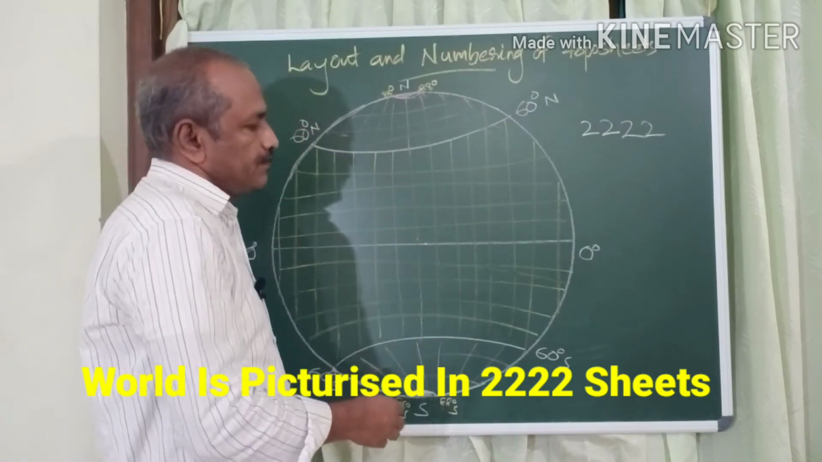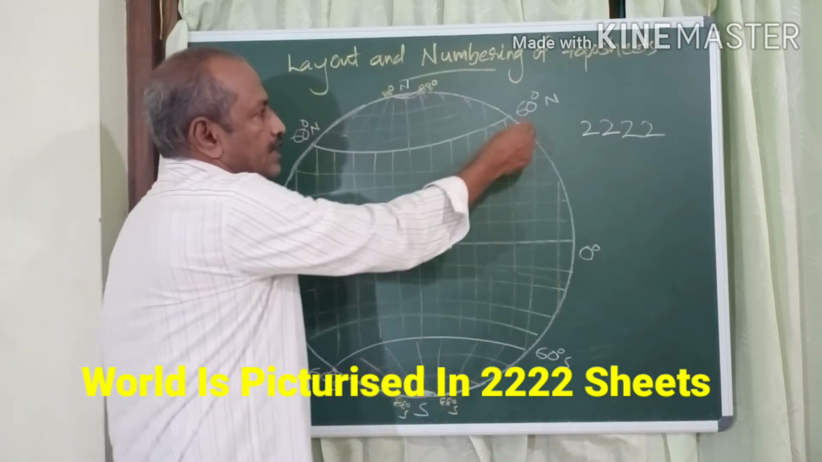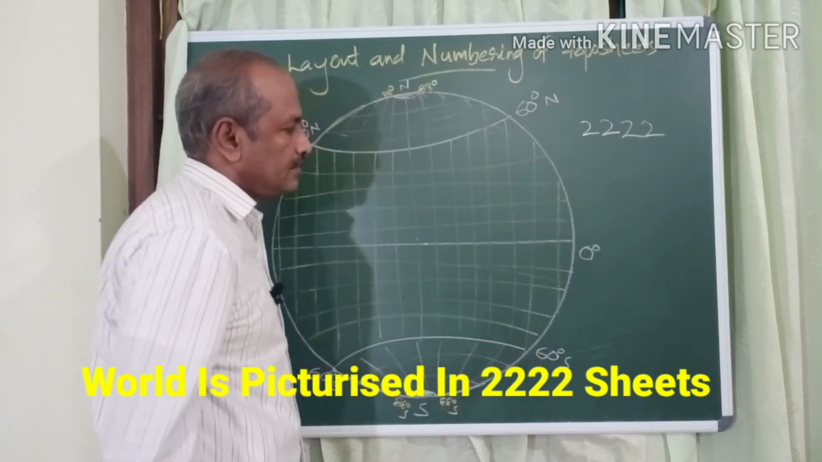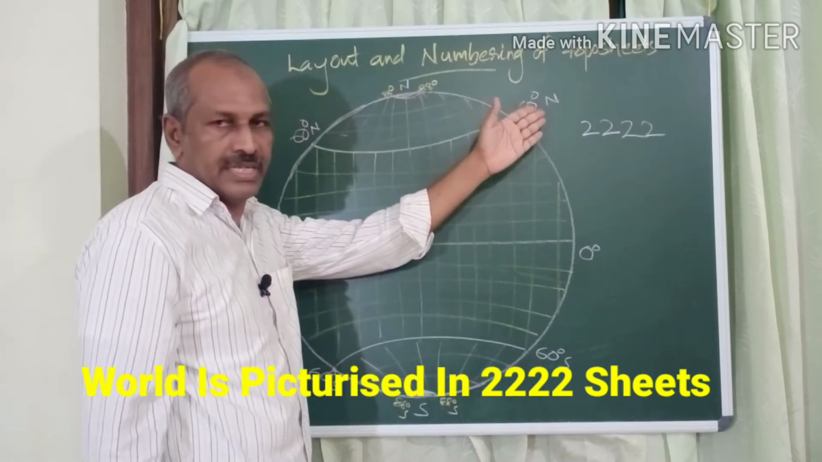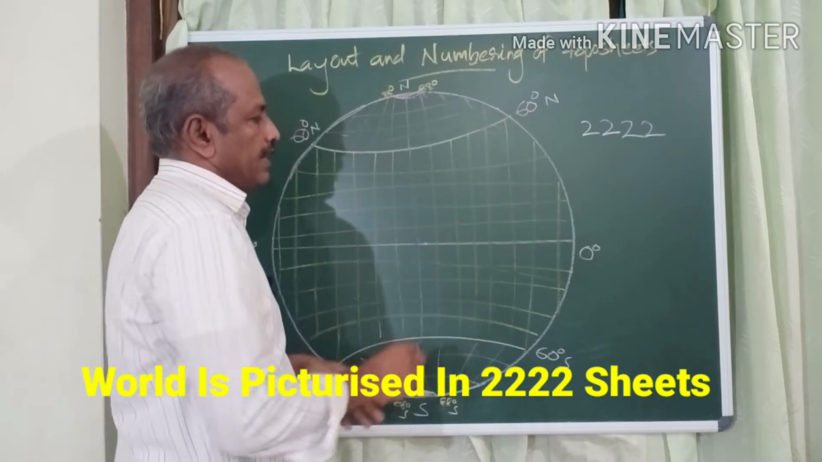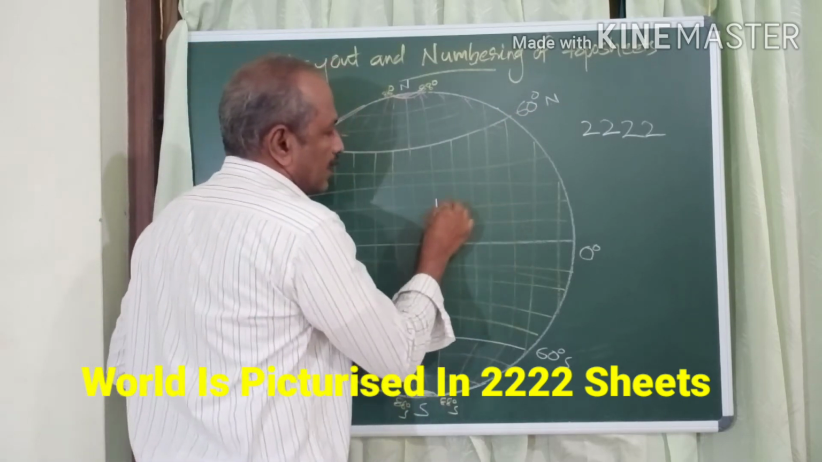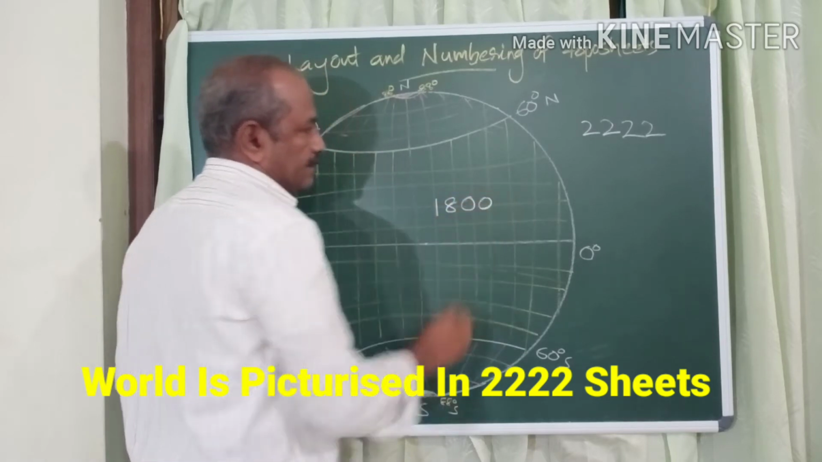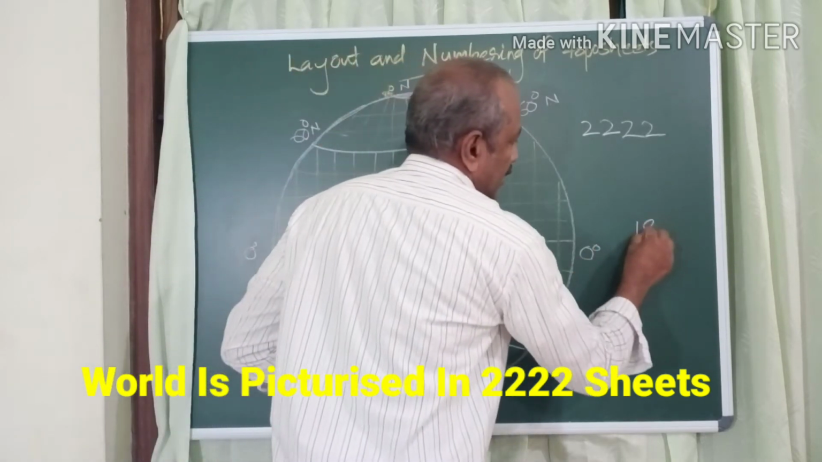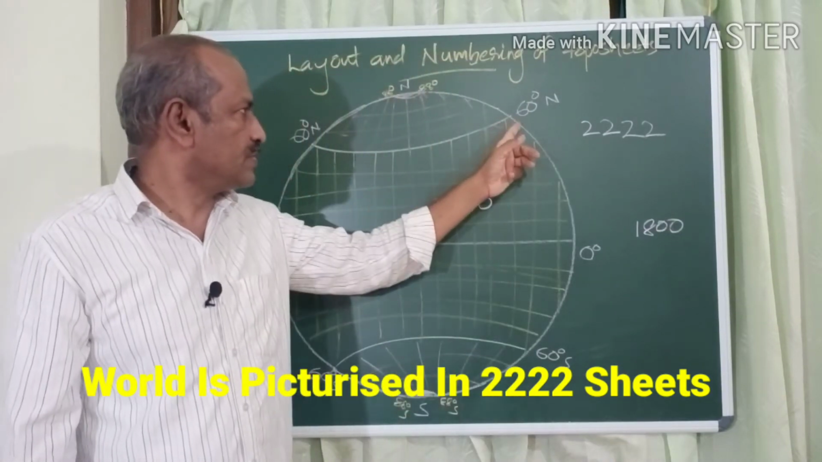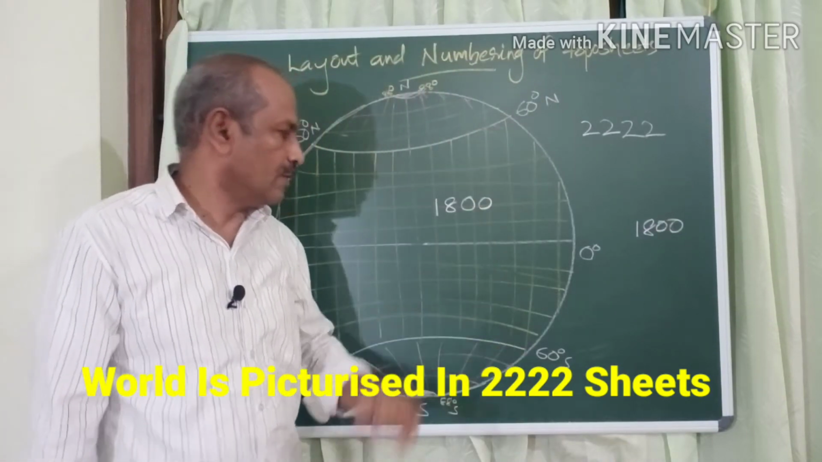Now let us see how this total sheet number is obtained. Look at the figure. The area between 60 degrees north and 60 degrees south is prepared in a total of 1800 sheets. So there are 1800 sheets between 60 degrees north and 60 degrees south.